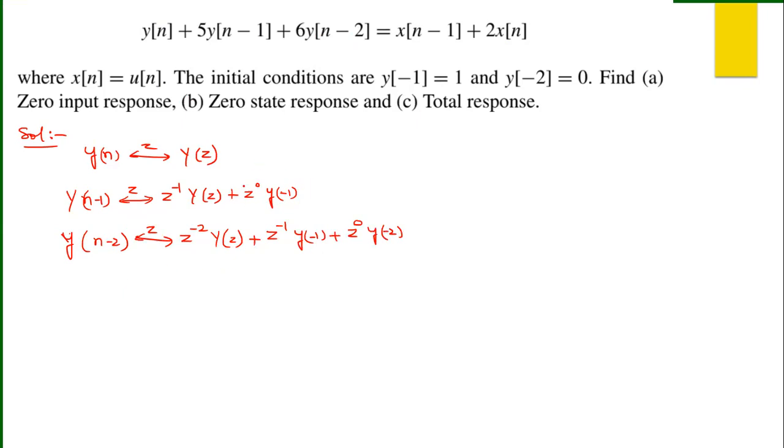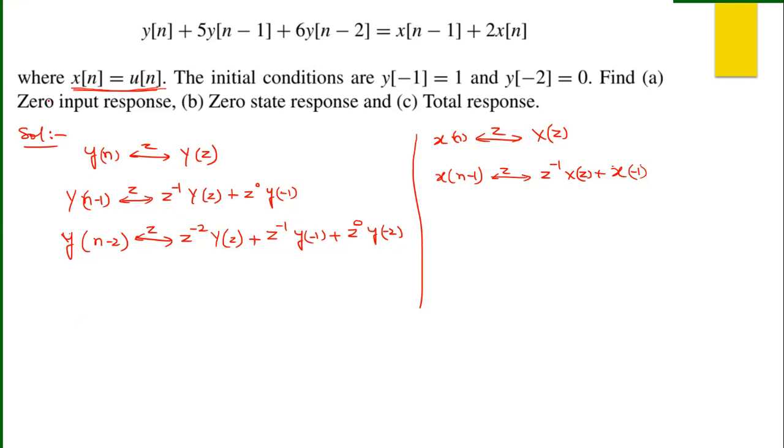Now you substitute; let it be, you keep it like this. Then similarly, the Z transform of x of n is X(z). What will the Z transform of x of n minus 1 become? It will become z power minus 1 into X(z) plus z power 0 into x of minus 1. Now in the question, x of n is u of n given. Anyway, this x of minus 1 will become 0 because u of minus 1 is 0. You can ignore that.